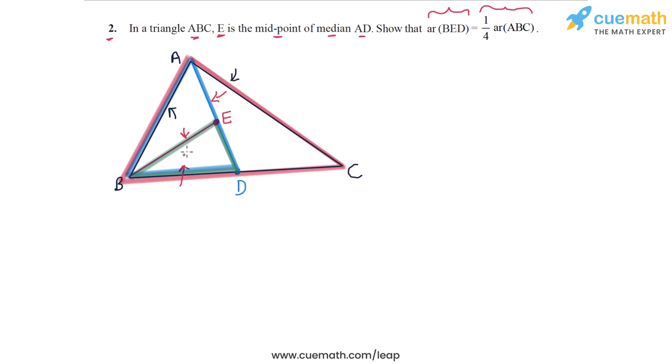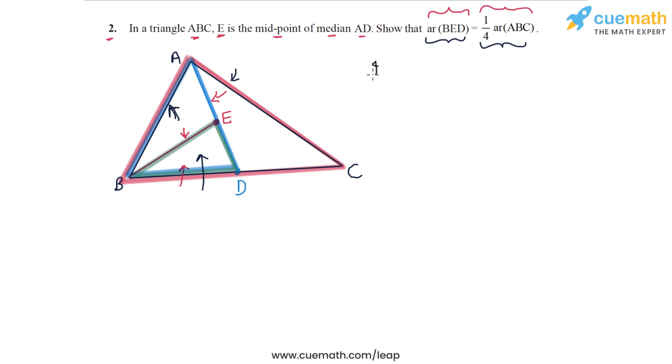So once again, let me summarize the steps. So it's a two-step proof. Triangle BED, the small triangle, is half in terms of area of triangle ABD, the blue triangle, and triangle ABD is itself half in terms of area of triangle ABC. And this means that BED will have an area 1/4 the area of triangle ABC. So let's write out this proof now.